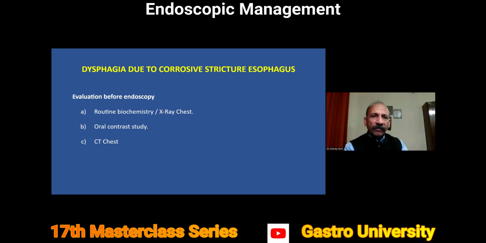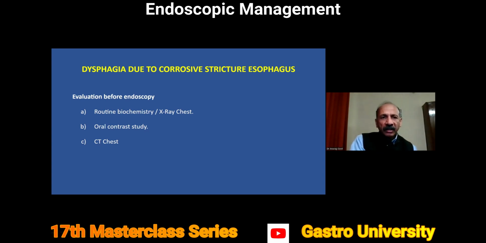Before we get down to start dilating these strictures, I always tend to gather a lot of background information before we actually do it. I personally evaluate them before doing the first endoscopy with a routine biochemistry and X-ray chest. The reason being that these are patients who come to us with malnutrition, who come with recurrent aspirations, and so I surely don't want to dilate them with ongoing consolidation, recurrent aspiration pneumonitis, and so on.